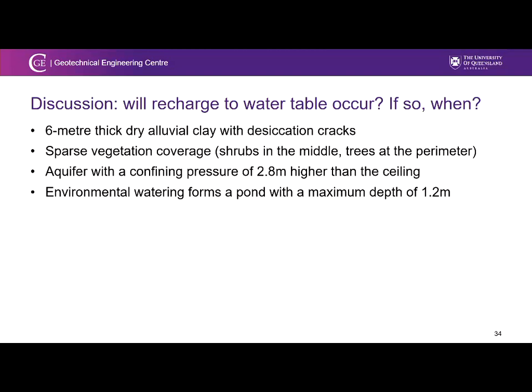Well, just from what you've described, there's overpressure underneath. And so even though there's 1.2 meters of head above, you've got more head pushing up underneath. So that's why I'm saying no. So you don't think that the recharge is going to take place? No. Okay. That's good. Thomas?